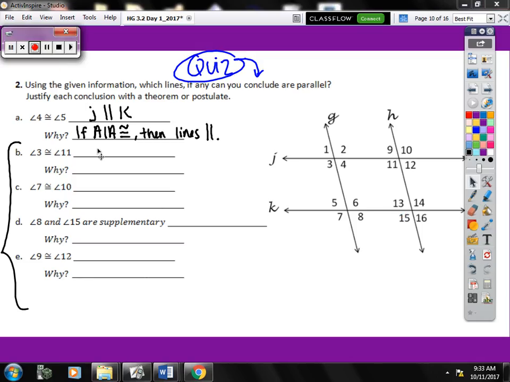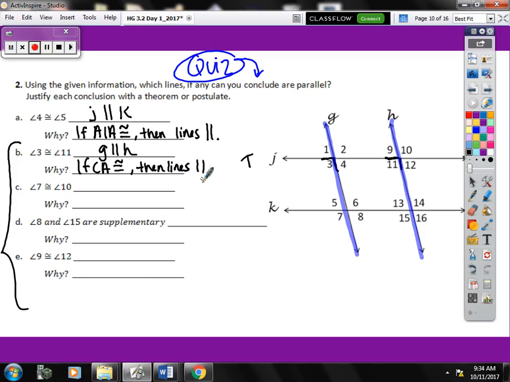Some of you got it pretty easily, but tracing our angles 3 and 11. What was the transversal for 3 and 11? What line did they both touch? J. So this is my transversal, which means my other possible parallel lines are G and H. Are these a type of angle we know? Yes, they're corresponding. So we should say that G is parallel to H because if corresponding angles are congruent, then lines are parallel. And make sure that the order matches what the statement is. Congruent angles, then parallel lines. Corresponding angles are congruent, lines are parallel.